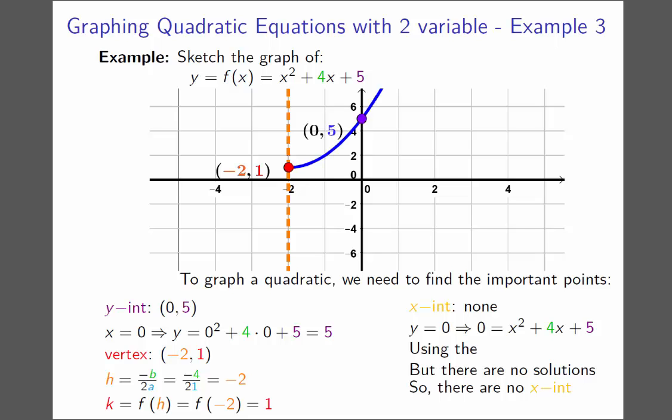And now that we know what our right-hand side looks like, the left-hand side is going to be a mirror image across our line of symmetry. So we have the graph y equals x squared plus 4x plus 5.